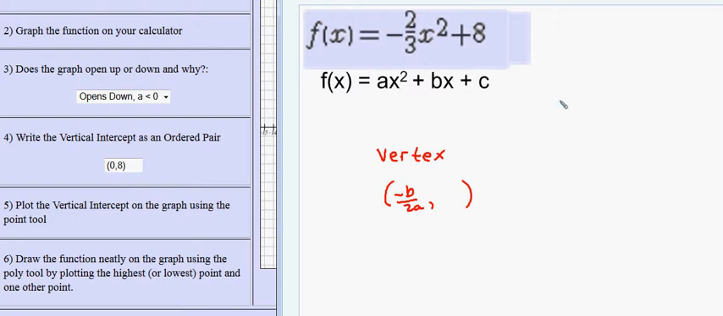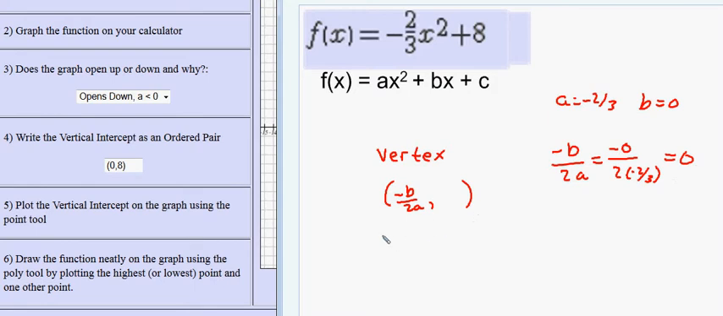So in our case, a was negative 2/3 and our b was 0. So negative b over 2a is going to be really easy because when you plug in 0 for b, you get the opposite of 0. And then 2 times a would look like this, but none of that matters because the opposite of 0 is 0, and 0 divided by anything is 0.